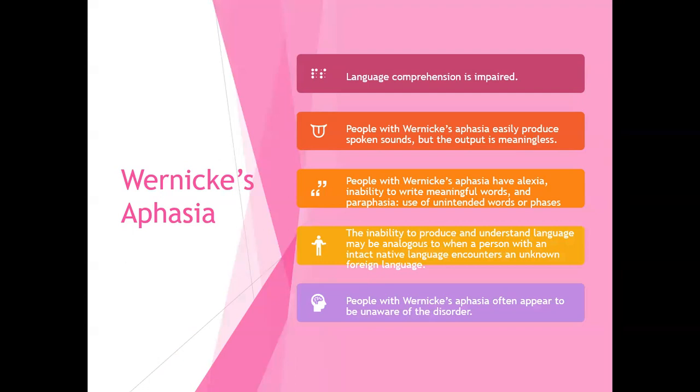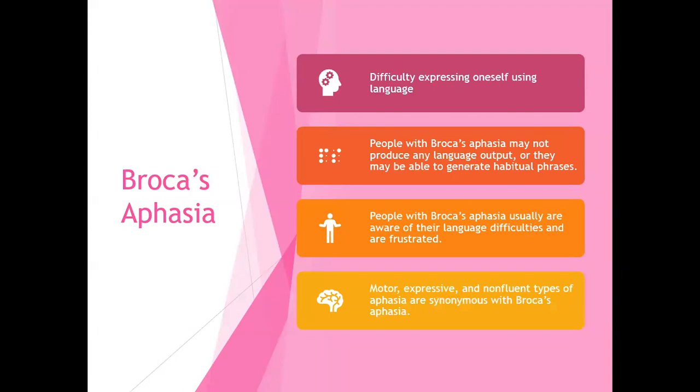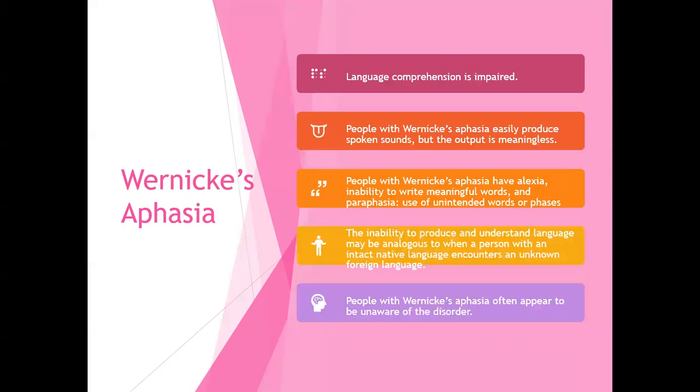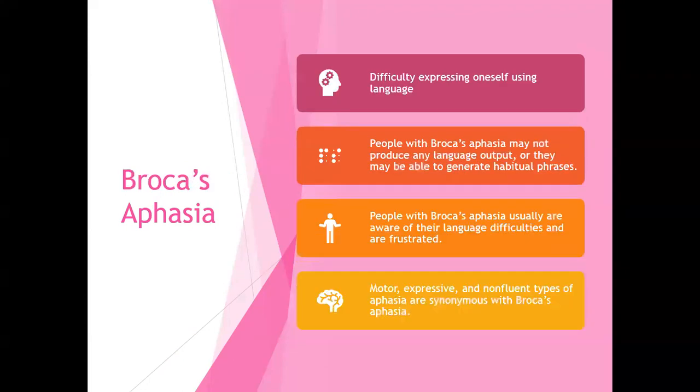So when you watch that video, you'll see that the person that's being interviewed by the therapist does really appear to be unaware of the disorder. So very interesting. Broca's aphasia, on the other hand, is different. It's difficulty expressing oneself using language. So Wernicke's aphasia, also called fluent aphasia, because you can speak fluently, but you can't really say anything meaningful.